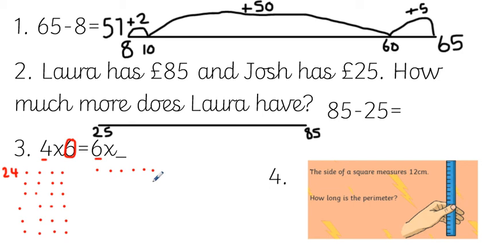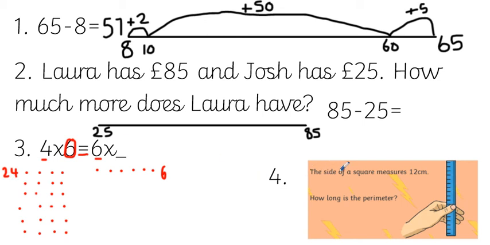Okay, so you could draw your array if you need to. So I've done 6 times 1, which would give me 6. How many times would you need to do that array in order to get to the same total? Because remember, this symbol here, the equal symbol, means that both sides are the same. So you would need to create an array that would total 24.